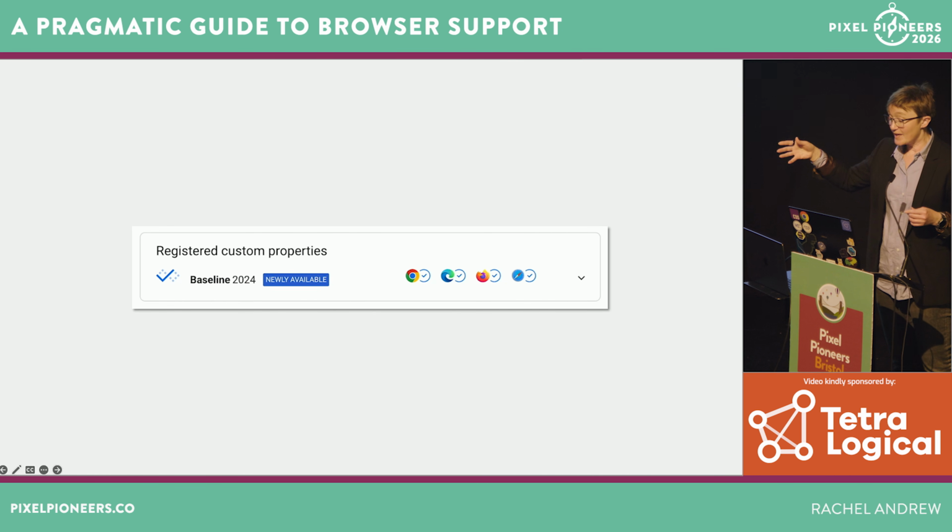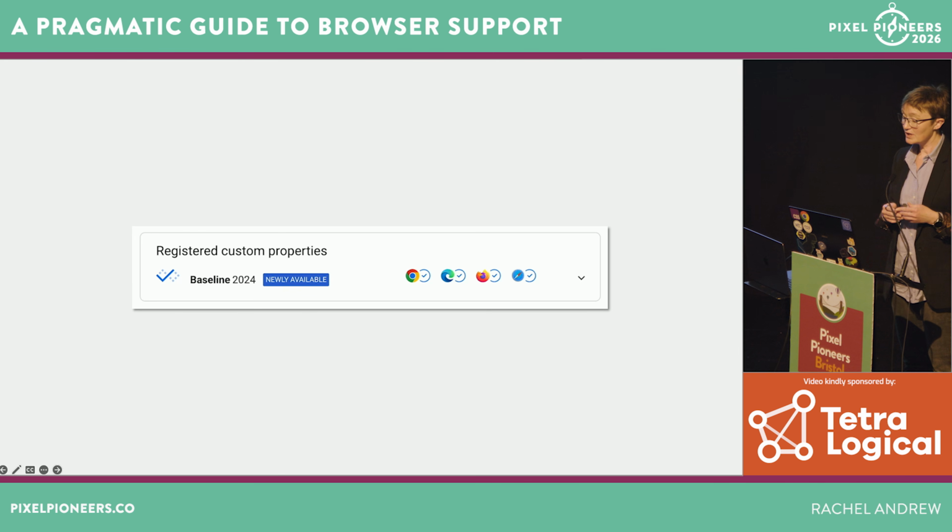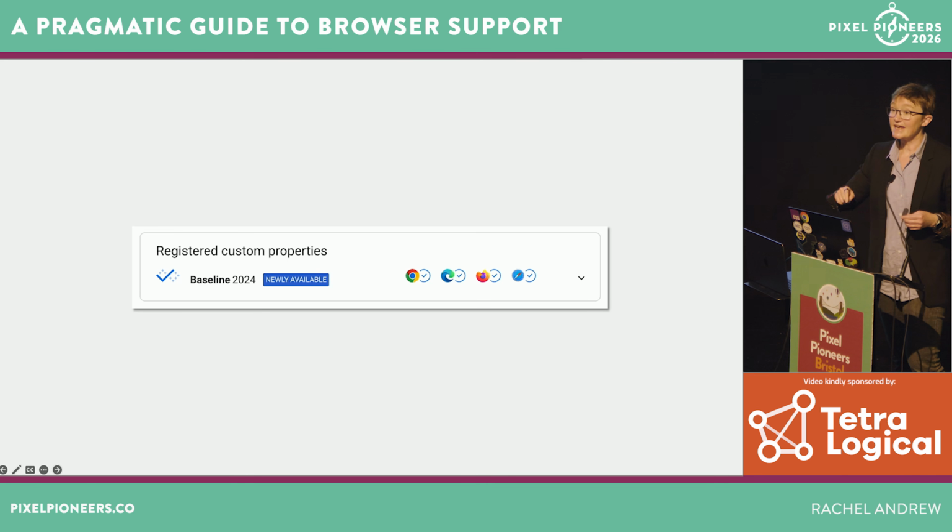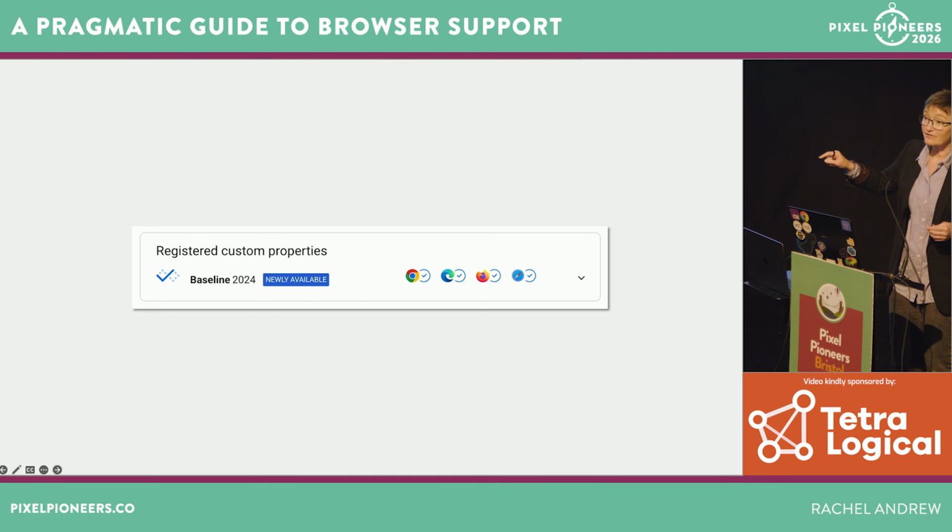Which features are going to be baseline by that point? For example, you might have a great use for CSS registered custom properties with the @property rule. It's in baseline 2024, and it becomes baseline widely available next January. So if you're working on something today that isn't going to launch till after January, registered custom properties are going to be widely available at that point.